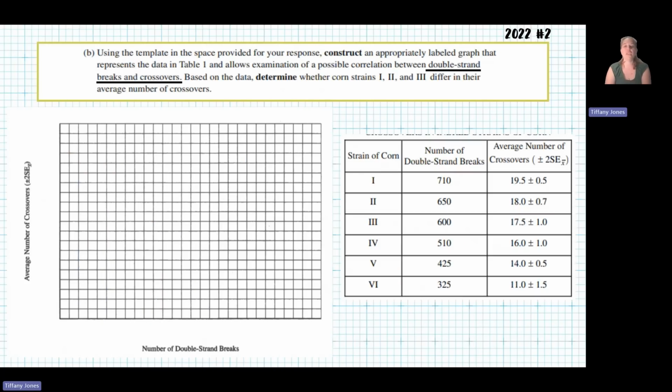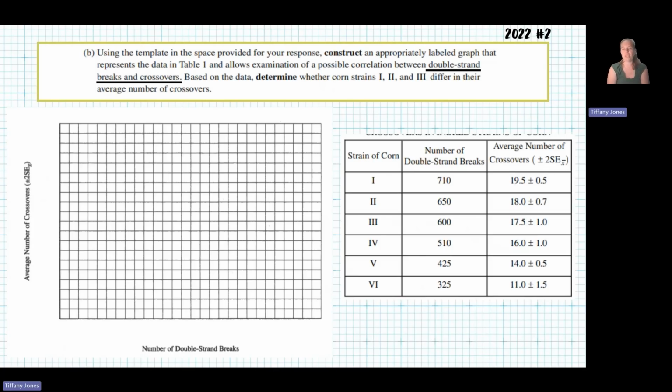Okay. So in this graph, we see that we need to again use the template to provide a response and construct an appropriately labeled graph to represent the data in table 1. So here I see that I have 3 different things. I've got the strains, I've got the double strand breaks, and the average number of crossovers. And they say I'm looking for a correlation between double strand breaks and crossovers, okay? So these are the things that will be on my axes. And they already labeled my axes for me just to make life easier, okay?